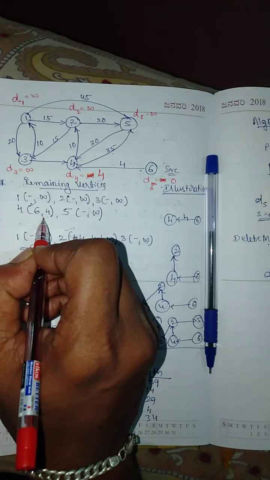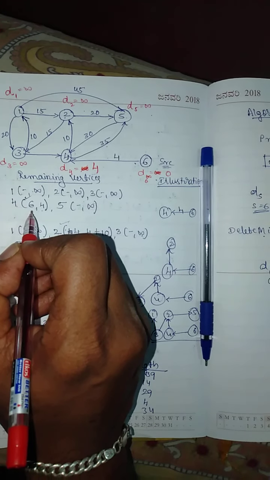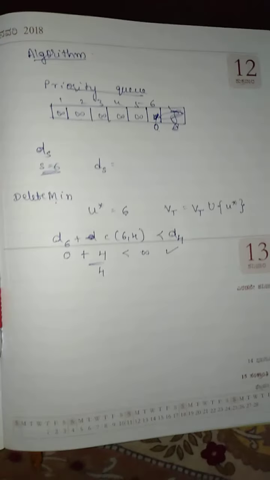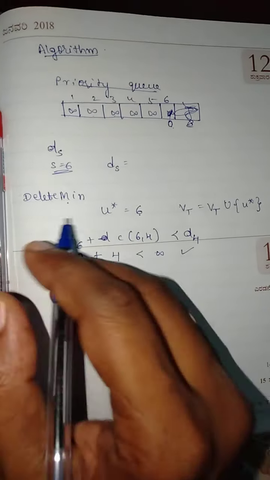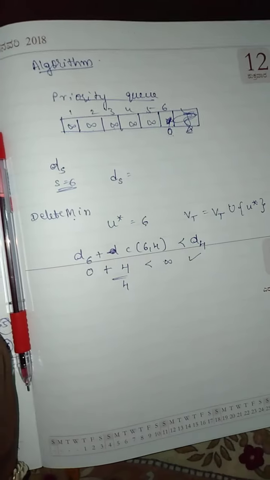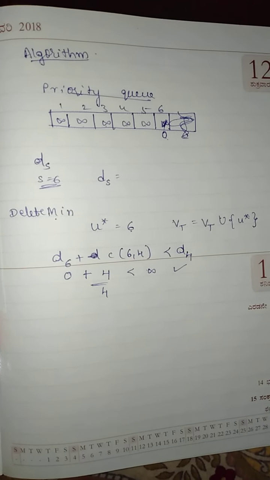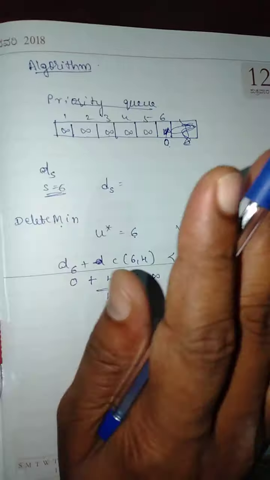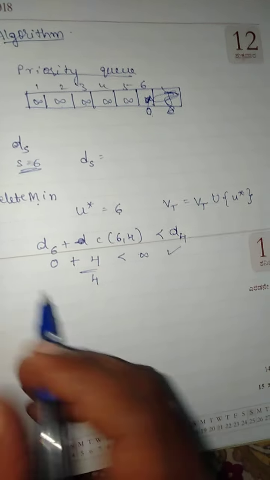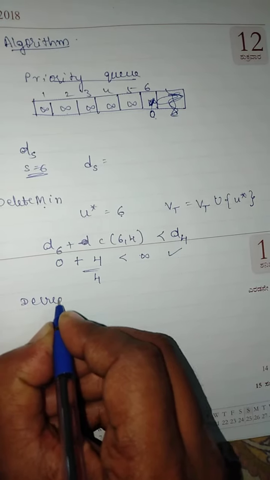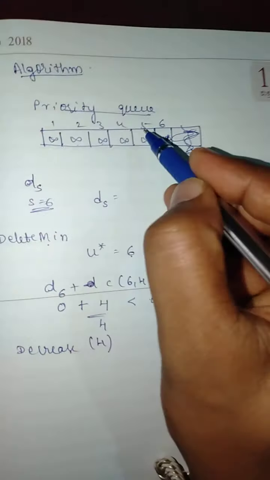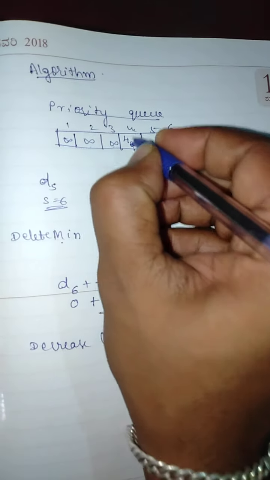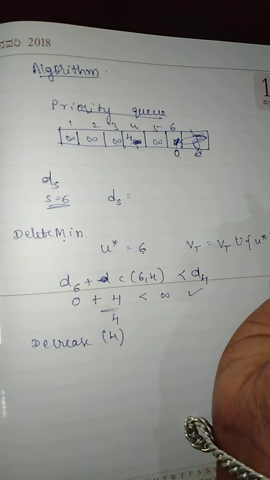So after updating like this, what we have to do? Once again, for this we have to update the priority. In the next iteration we will exactly come to know why we have to consider a priority queue. So we shall decrease the priority for the element 4. What is the priority for element 4? It was infinity, and we shall now change it to the new distance, that is 4.